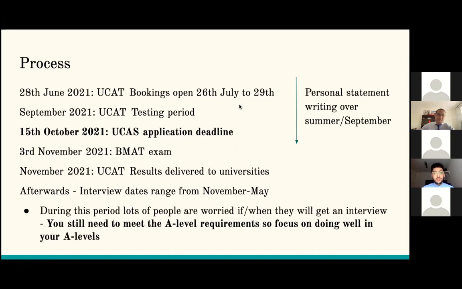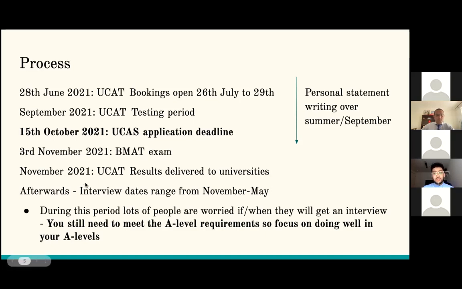And then also, parallel to all of this, you need to be writing your personal statement. So it's quite hectic. I remember that summer being very, very hectic. So it's wise to get started early with your personal statement as well, so you don't get too bogged down. And after your application is submitted and you've done all your exams, let's not forget you're still doing your A-levels at the same time, in year 13.